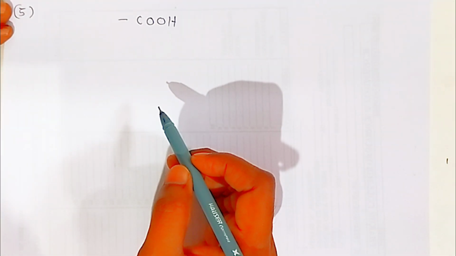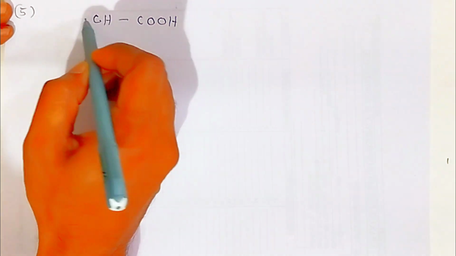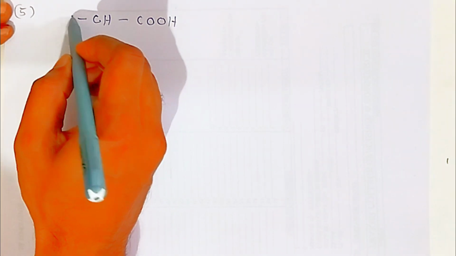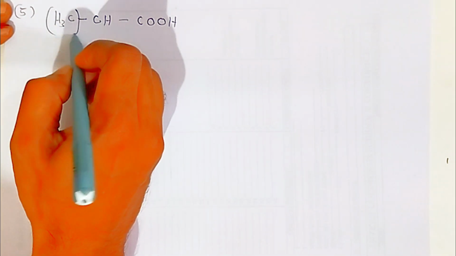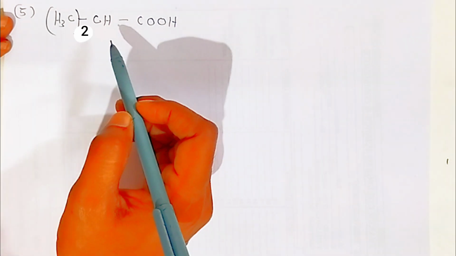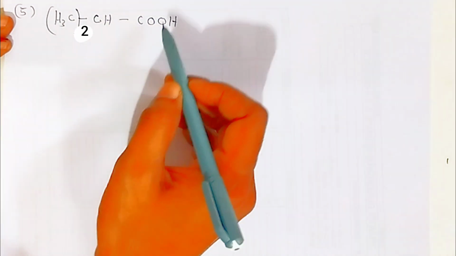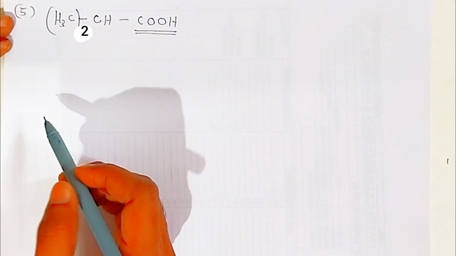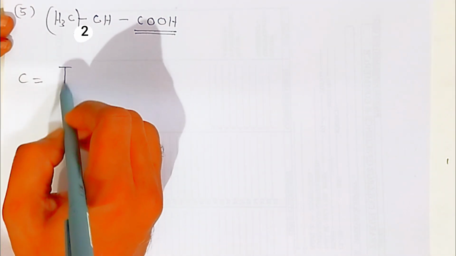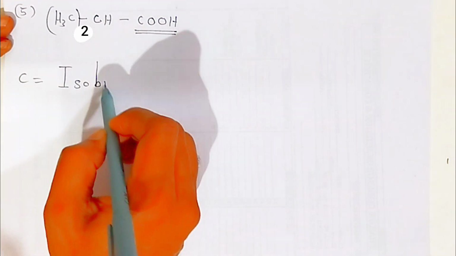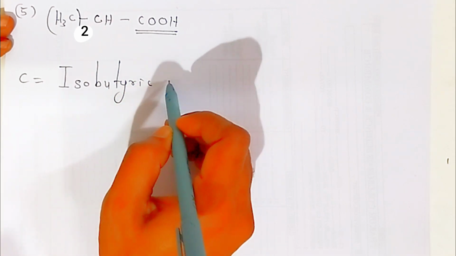So this is your acid group, students, which is attached to this carbon, and this carbon is attached to the CH3 twice. Here the 2-methyl is attached to this, and to that your carboxylic group is attached. In common name we call it isobutyric acid.